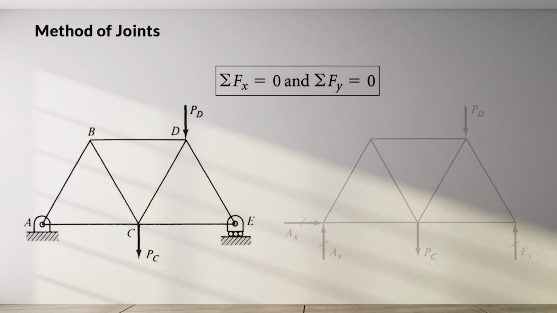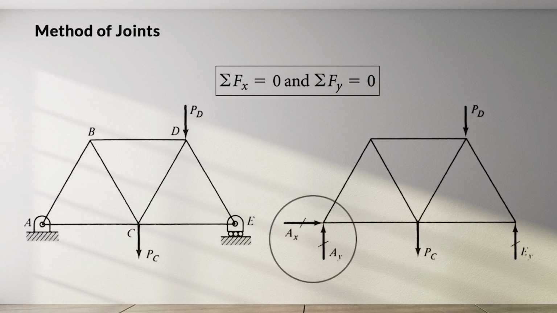The analysis begins by drawing a free body diagram of a joint with no more than two unknown forces, proceeding from joint to joint so that each new free body diagram contains no more than two unknown forces. The method is self-checking because the last joint will involve only known forces. Let's look at this first example.